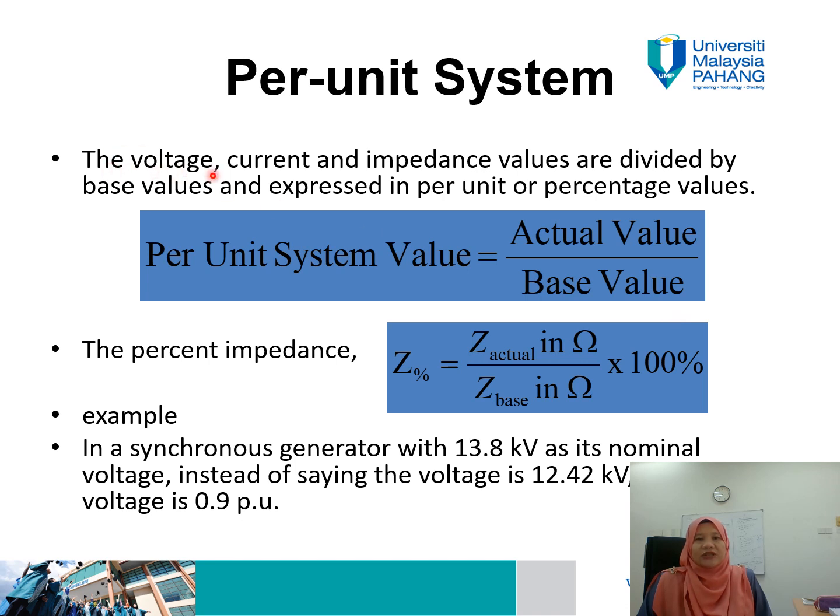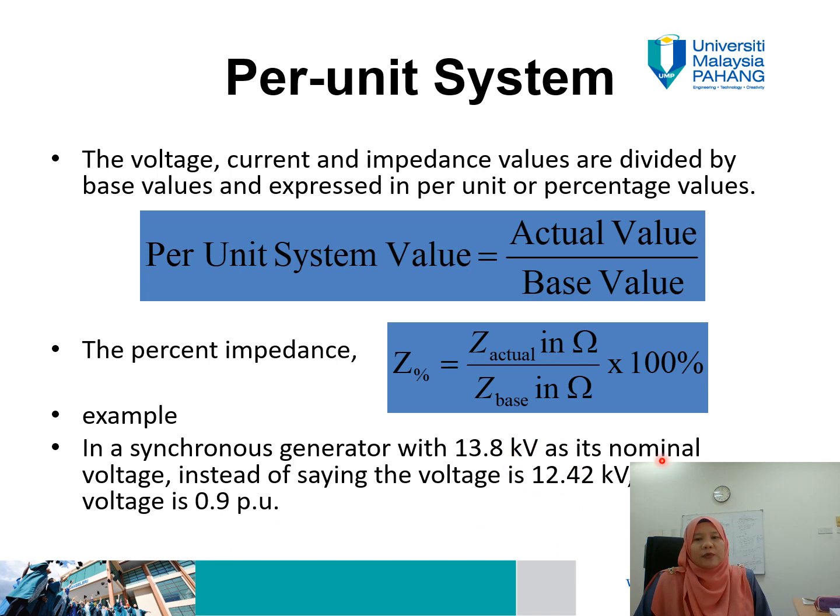Thus, the voltage, current, and impedance values are divided by the base values and expressed in per unit, or we can also express the value in percentage. For example, the percent impedance is equal to the actual impedance in ohm divided by the base impedance in ohm multiplied by 100%. Another example, in a synchronous generator with 13.8 kV as its nominal voltage, instead of saying the voltage is 12.42 kV, we say the voltage is 0.9 pu.